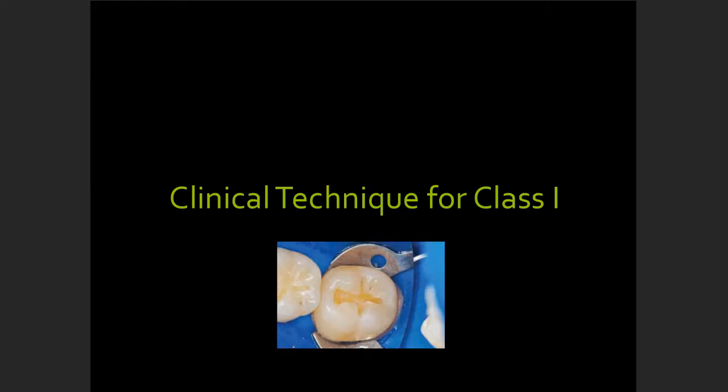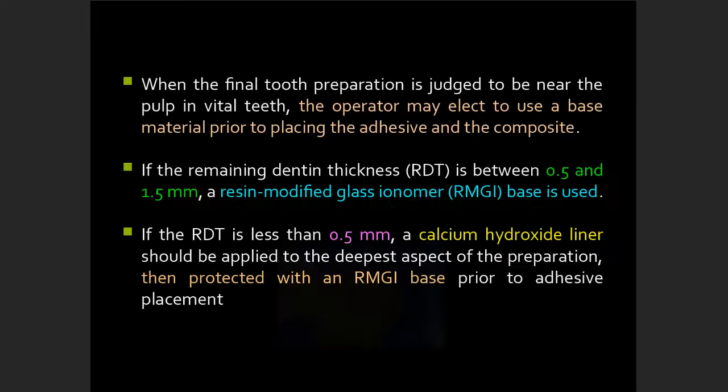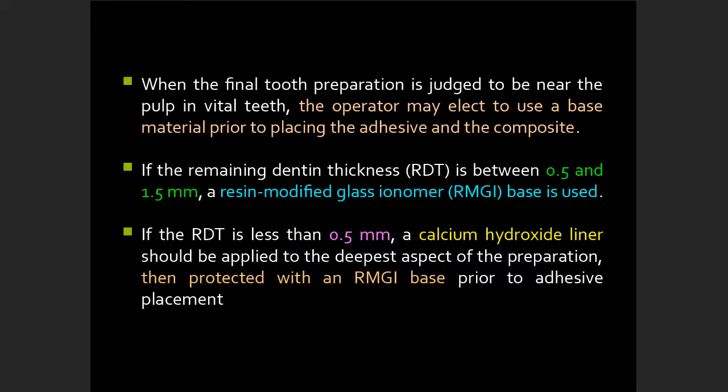Okay, now we come to class 1 cavity. Remember the first cavity we made on the premolars. When the final tooth preparation is judged to be near the pulp in vital teeth, the operator may elect to use a base material prior to placing the adhesive or the composite.